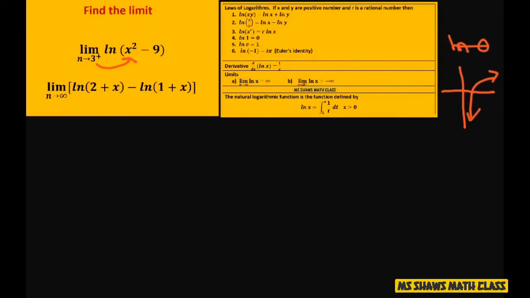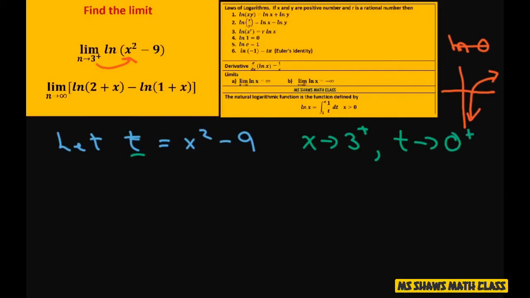So a way around that is we're going to let t equal x squared minus 9. Now, if we let t equal x squared minus 9, then we need to also determine that if x approaches 3 from the right, then t is going to approach 0 from the right, because I'm changing this. If you plug in 3 into that, you get 0.